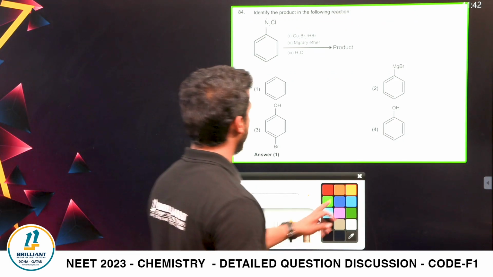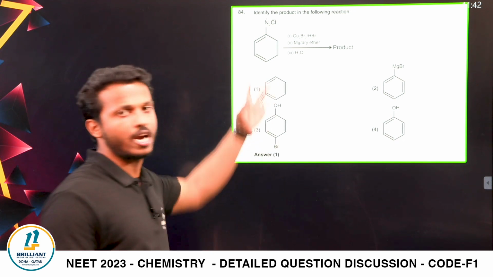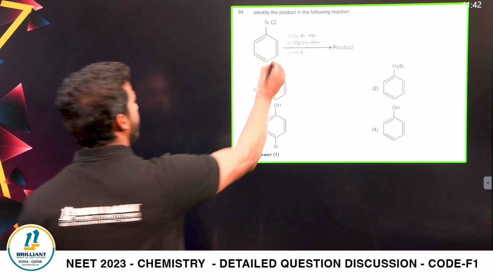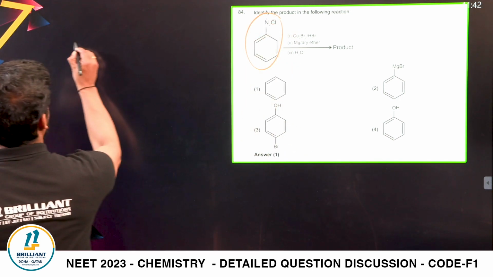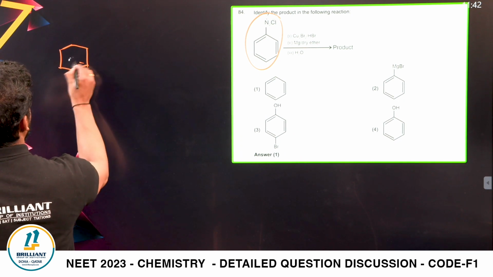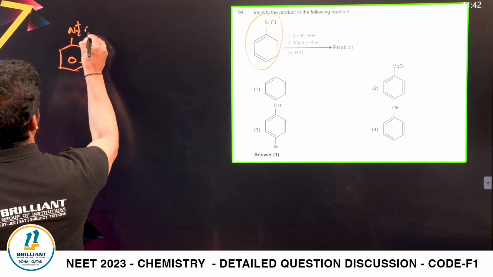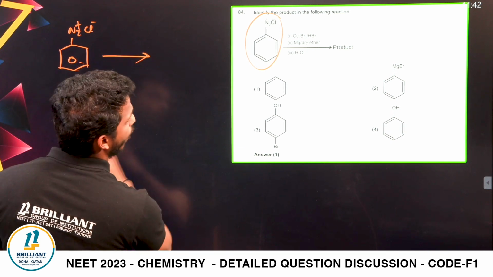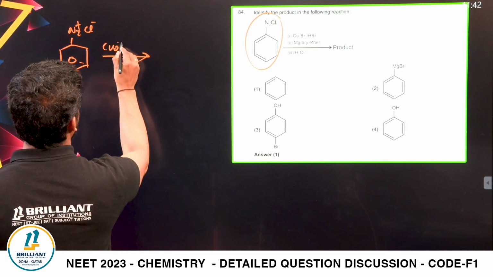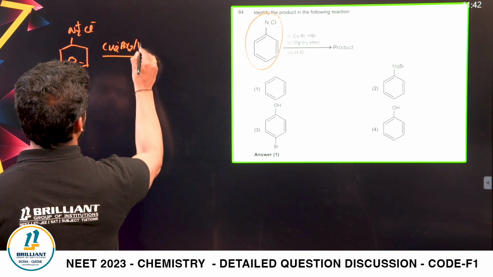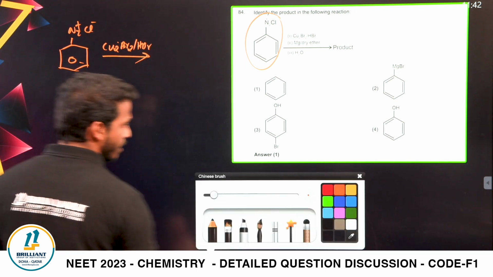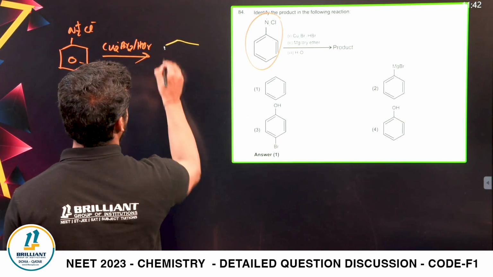Now, identify the product in the following reaction. It's related to many of the organic chapters, starting with the amine chapter. Dear all, it's benzene diazonium chloride. First, they are treating it with what? Cu2Br2 or HBr. What's the reaction, dear all? Sandmeyer's reaction.